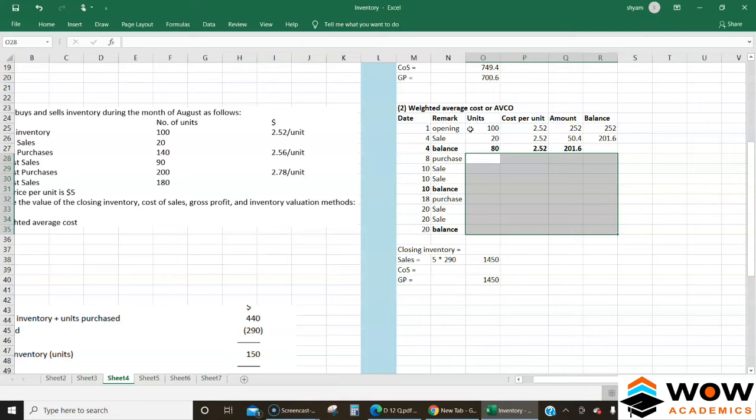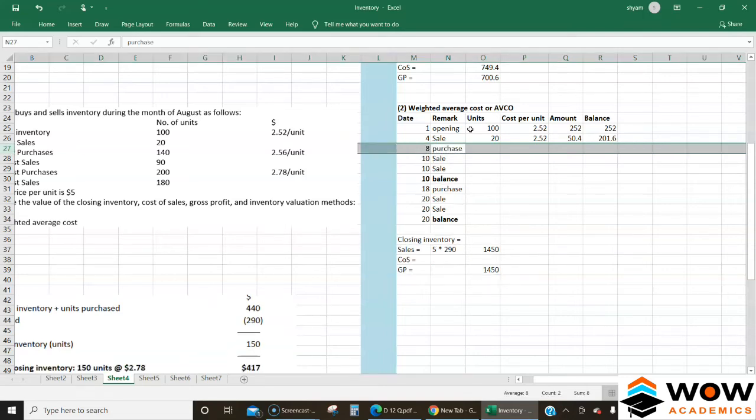Okay, see, the opening stock is going to be the same under the weighted average method. The sale, when any sale is done, it is done only at the previous value, so that also won't change. And we don't need to have the element called balance.